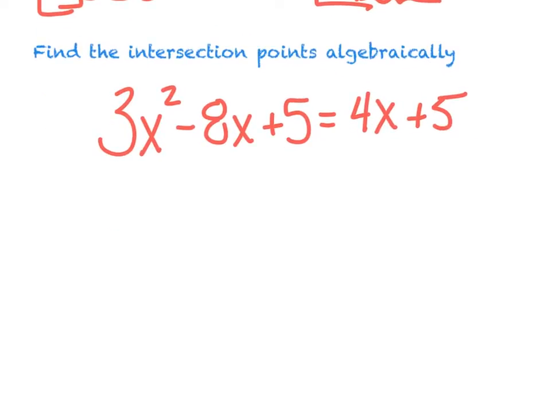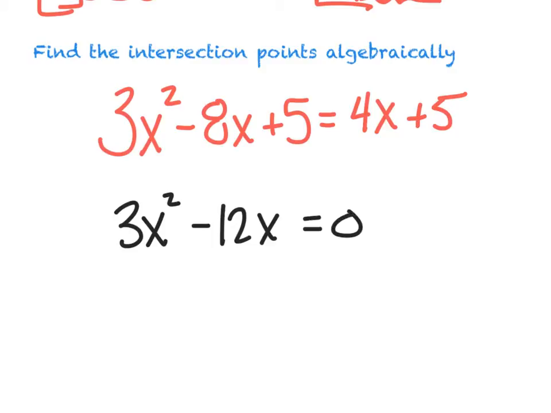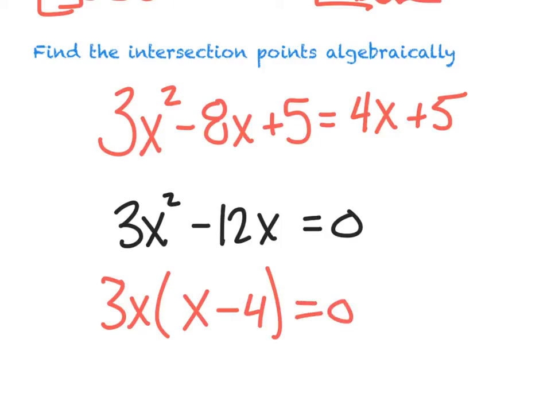So again, I want to set it equal to 0. So I've got 3x squared, subtract the 4x, it's minus 12x, subtract the 5, those cancel, and I get equals 0. Now what type of factoring is this? Well, I only have two terms, so I'm going to start by looking for a GCF. Notice it's not that multiply, add, multiply, you only have two terms. I'm going to pull out my 3x, and I'm left with x minus 4 equals 0.